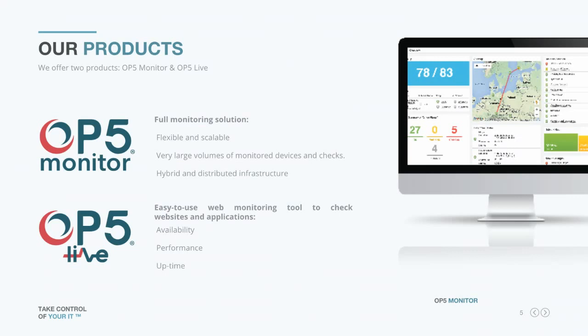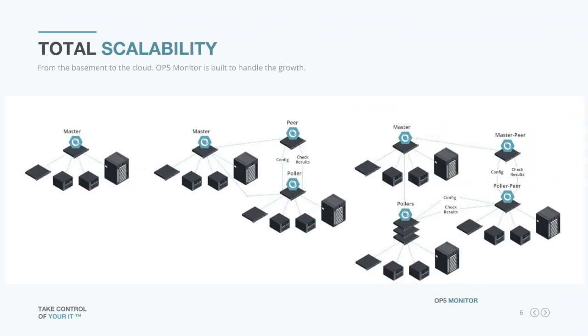OP5 Live is an easy-to-use web monitoring tool to check simple websites and applications. It can be seen as a lightweight version of OP5 Monitor. We talk a lot about from the basement to the cloud, and OP5 Monitor is built to handle that growth. Below, you see a scenario where we have 3 different setups of OP5 Monitor.